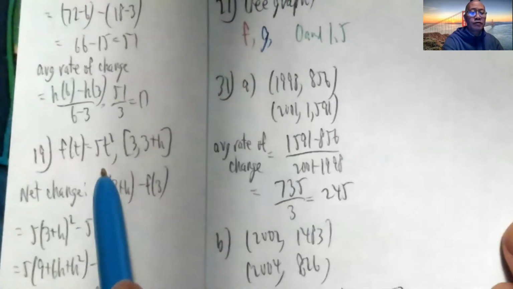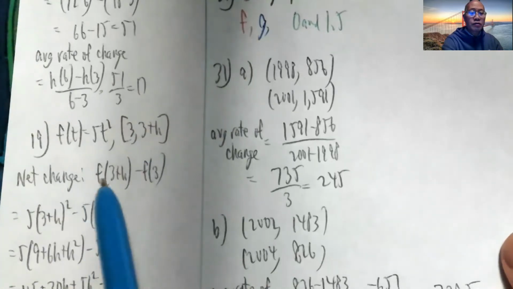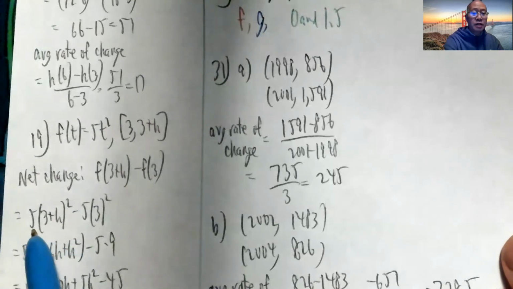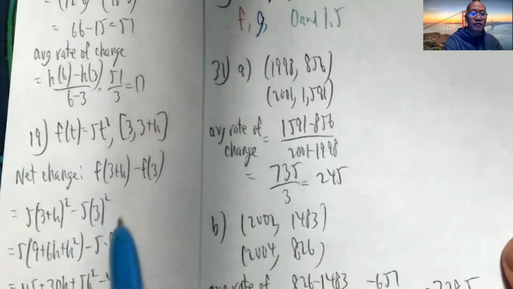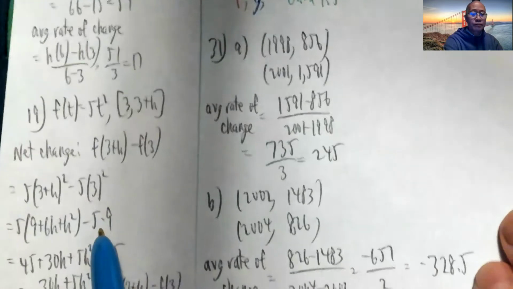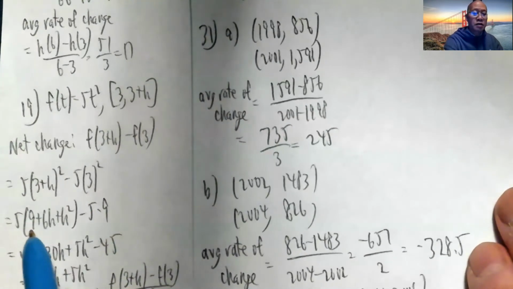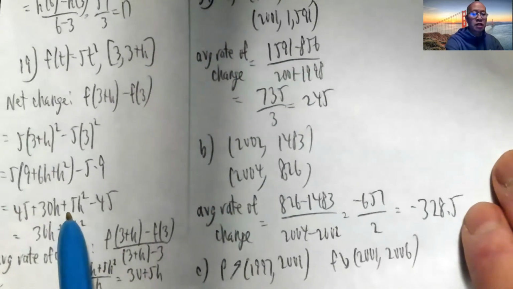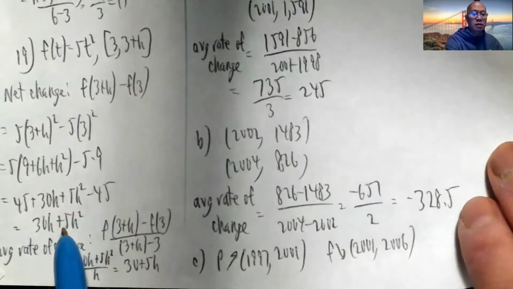19, f of t equals 5t squared from 3 to 3 plus h. Net change is f of 3 plus h minus f of 3. F of 3 plus h is 5 times 3 plus h squared, minus f of 3, which is 5 times 3 squared. Let's do the easy one first. 5 times 9, that's going to be 45. 5 times 3 plus h squared is 9 plus 6h plus h squared. Distribute: 45 plus 30h plus 5h squared minus 45. 45 cancel out. 30h plus 5h squared.